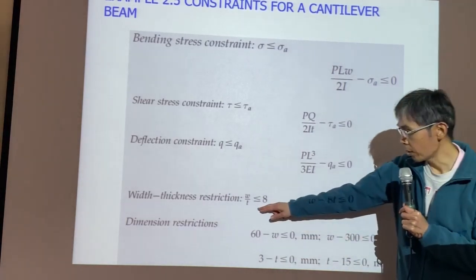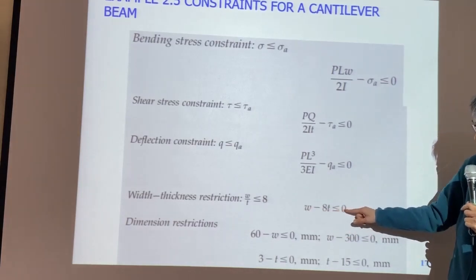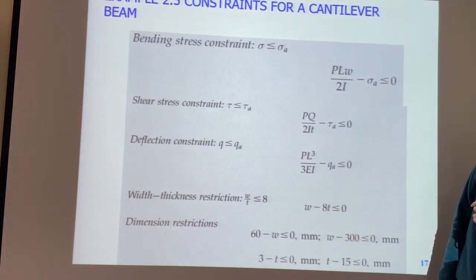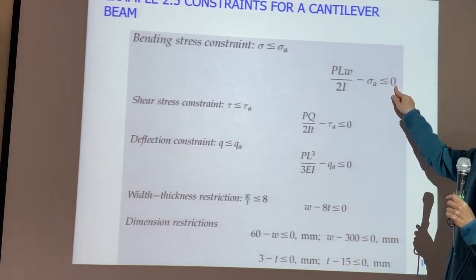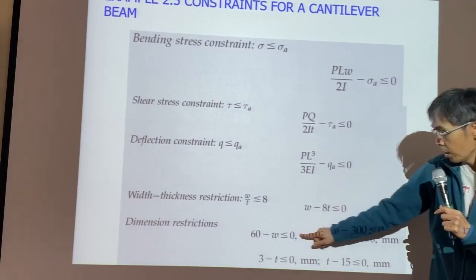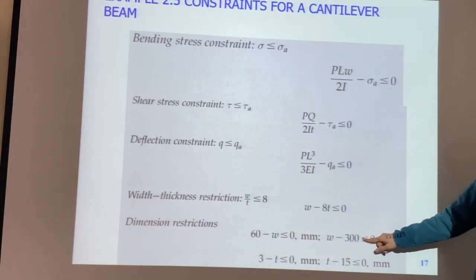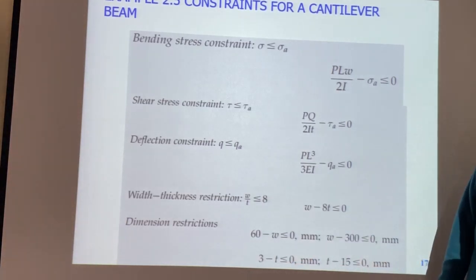So we can turn this one into this form, W minus AT less than or equal to 0. So remember, all constraints are less than or equal to 0, less than or equal to 0, less than or equal to 0, and so on. This is the standard formulation.